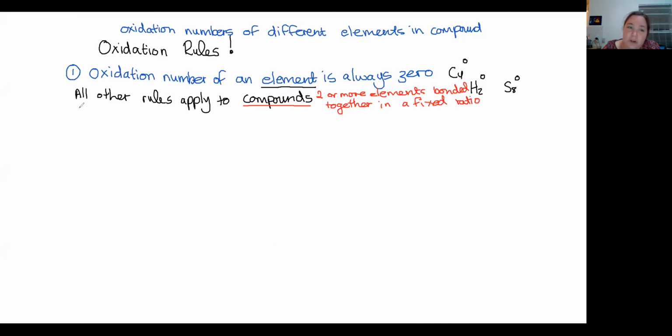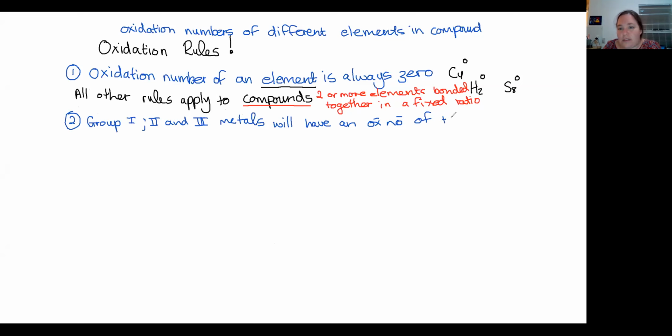So most of these rules kind of make it easy to determine the oxidation numbers. So the rule here is group 1, 2, and 3 metals. And please, when I say 1, 2, and 3, some people will say group 1, 2, and 13. I don't mind which way you call it, but these metals will have an oxidation number of +1, +2, and +3 respectively.